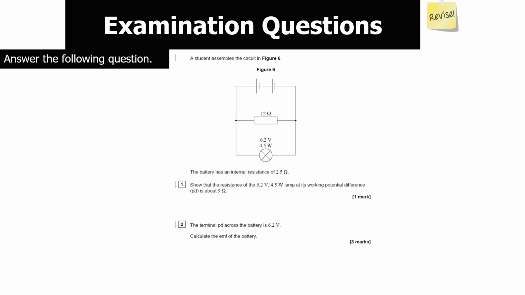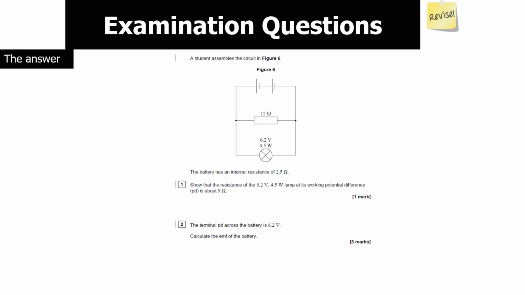The next question says, a student assembles the circuit in figure 6. The battery has an internal resistance of 2.5 ohms. Show that the resistance of the 6.2 volt 4.5 watt lamp at its working potential difference is about 9 ohms, and that the terminal PD across the battery is 6.2 volts, and calculate the EMF of the battery. So pause the video now, then unpause the video when you want to go through your answer.